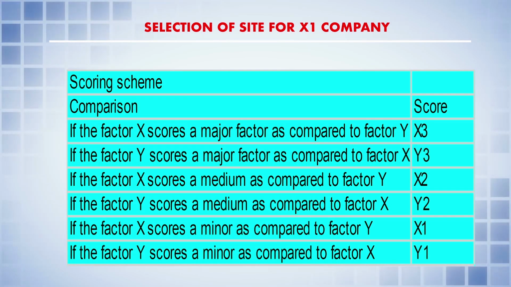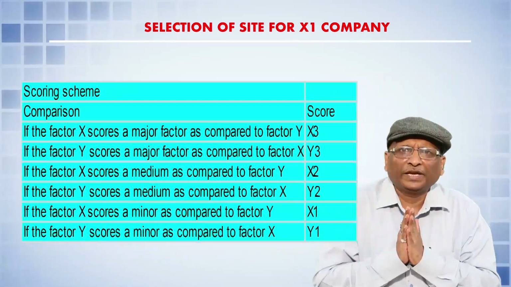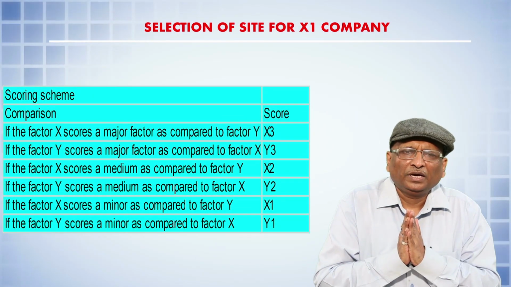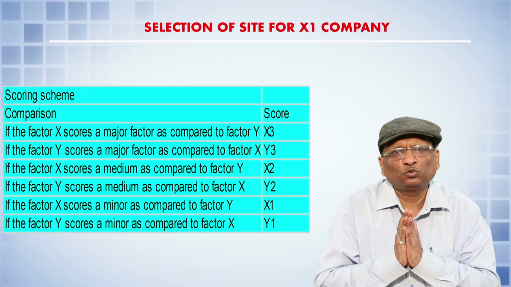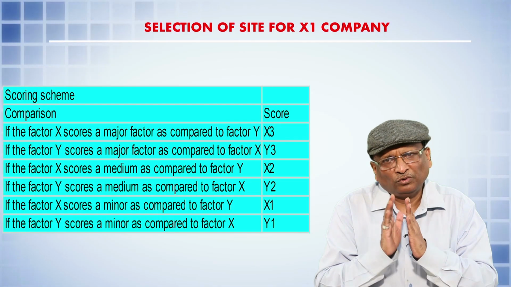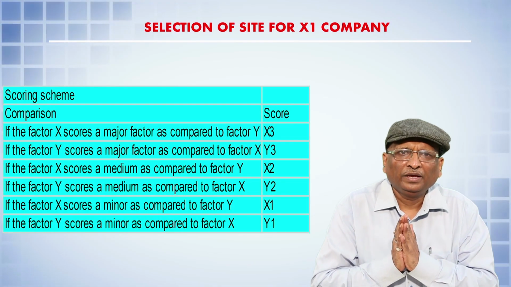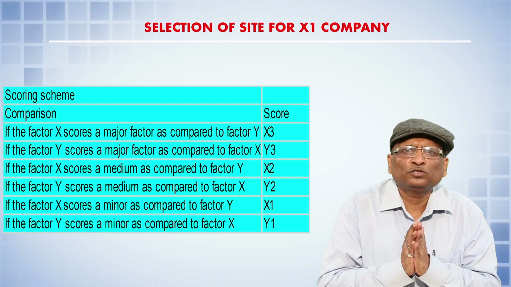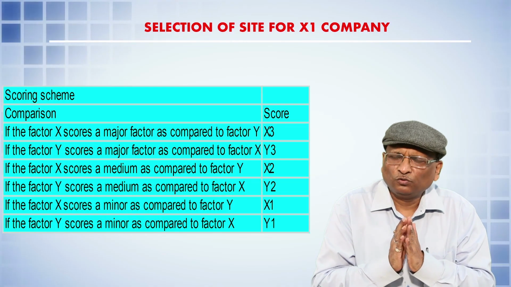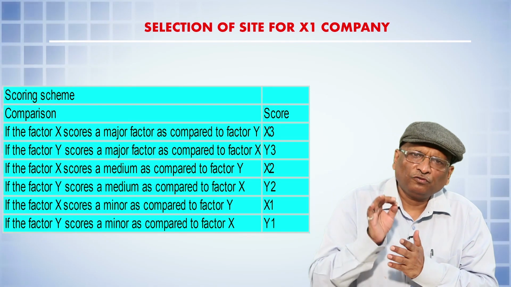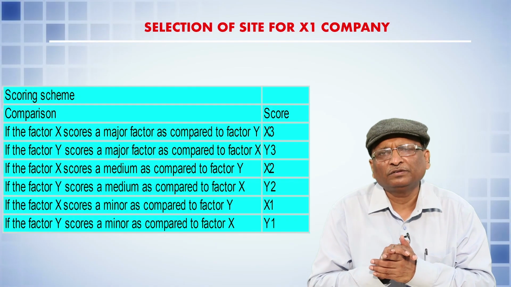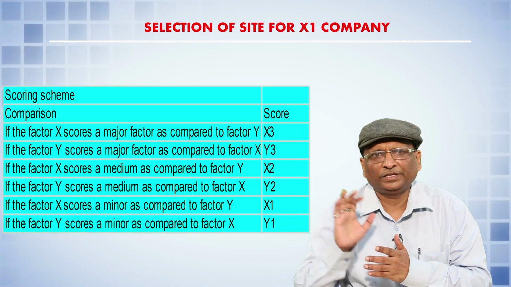Now, this is a very important table, and if you just see that we have made 3 scales, 1, 2, 3. Now, we are comparing 2 factors x and y. In the selection of site for X1 company, under this technique, we try to compare 2 factors on the scale of 1 to 3, and if factor x scores as a major factor to factor y we give the score x3. If y scores as a major factor to x, we give the score y3.